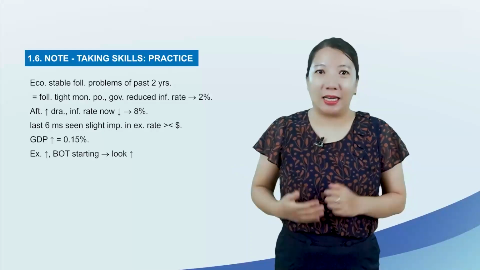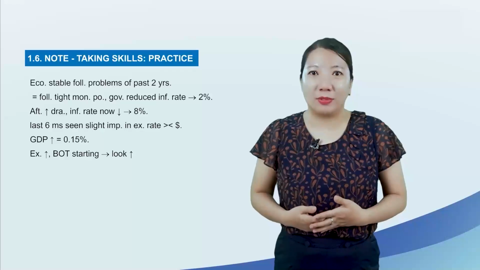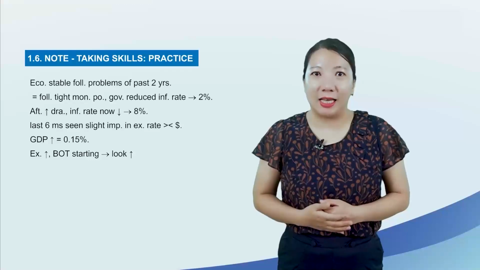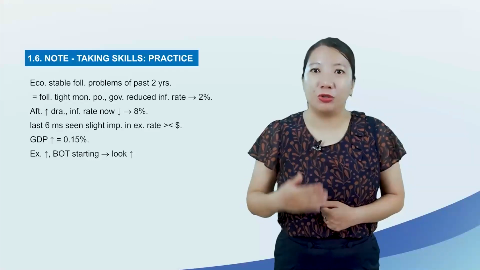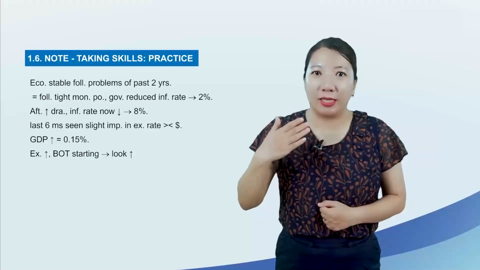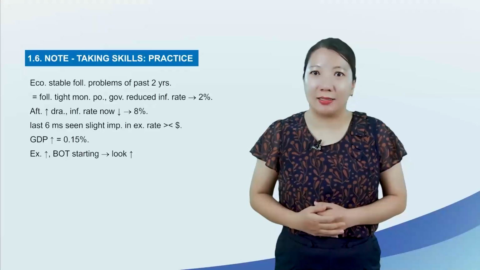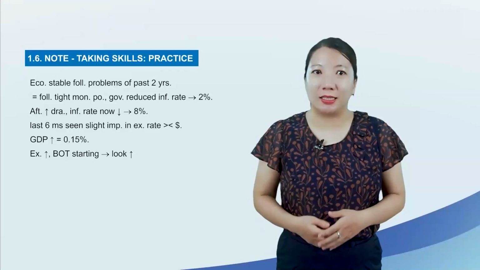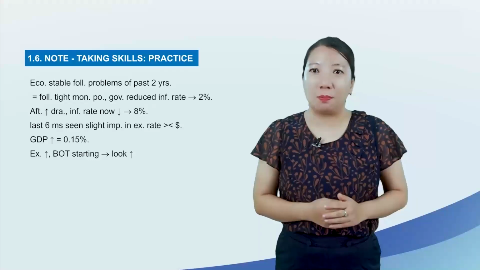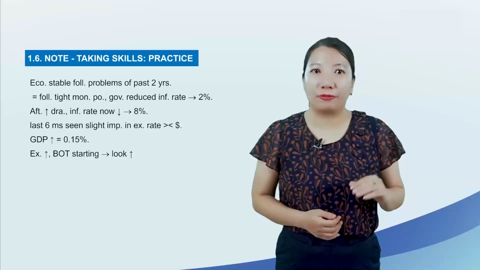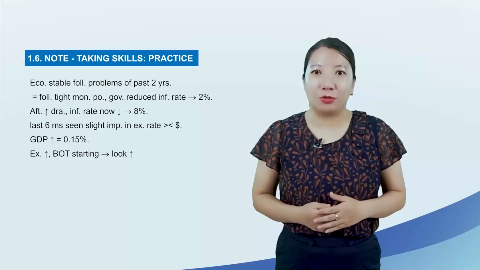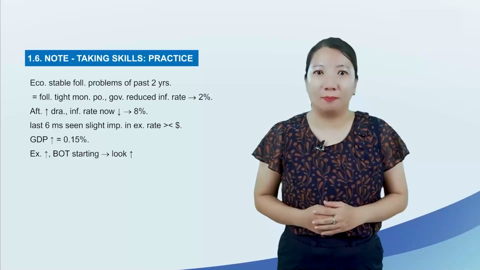The economy is stable following the problems of the past 2 years. By following a tight monetary policy, the government has reduced the inflation rate to 2%. After going up dramatically, the inflation rate is now down to 8%. The last 6 months has seen a slight improvement in the exchange rate against the dollar. The GDP has grown by 0.15%. Exports are increasing, and the balance of trade is starting to look much healthier.